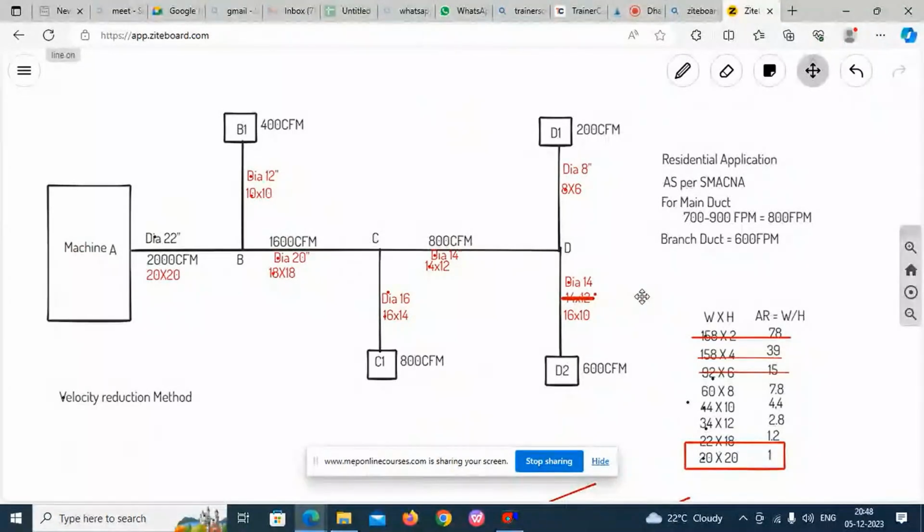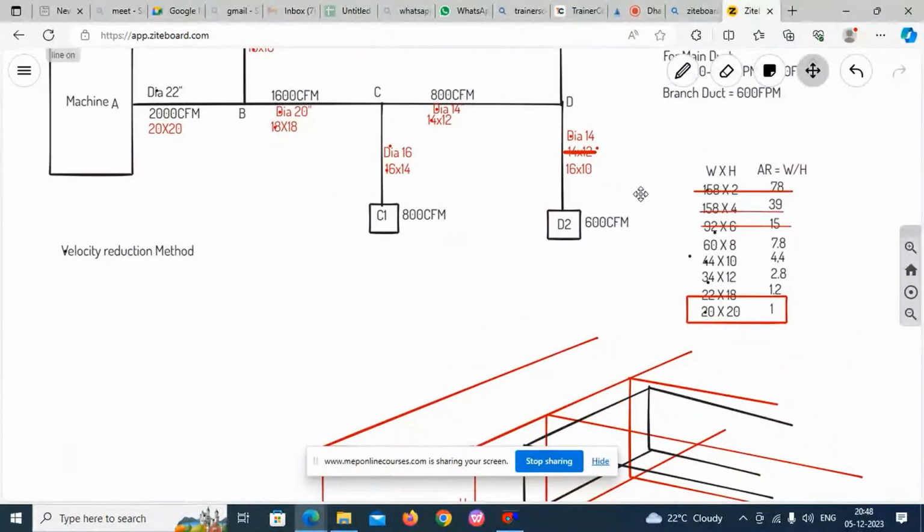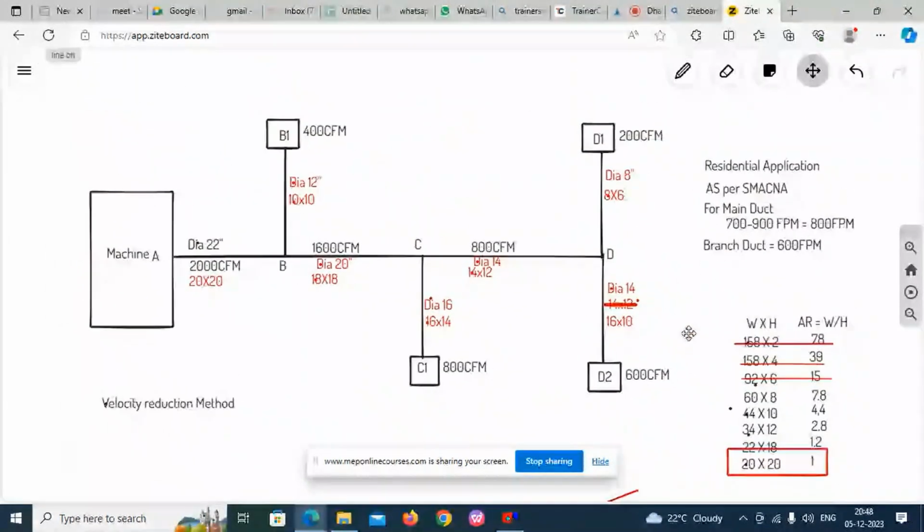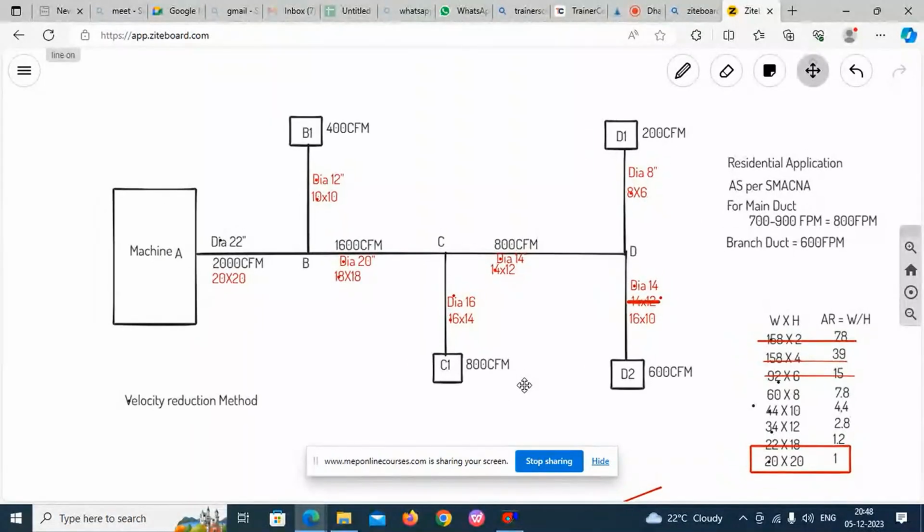Okay, clear? If you want, you can make a note of this. Just make a note of this.